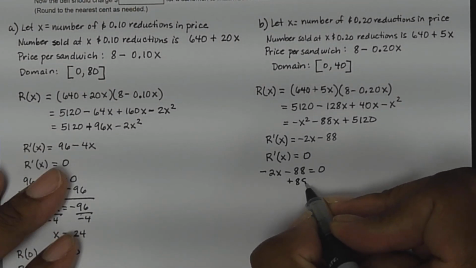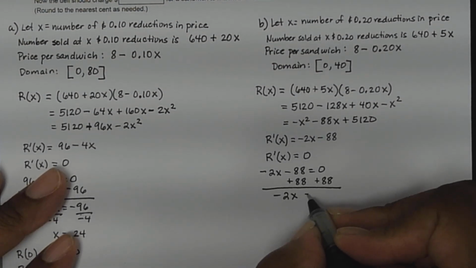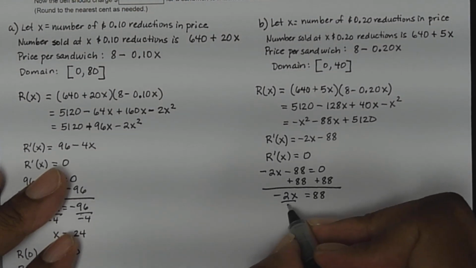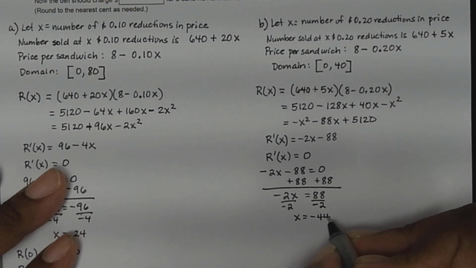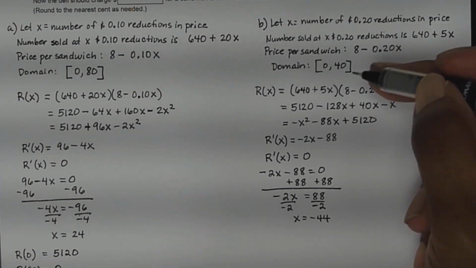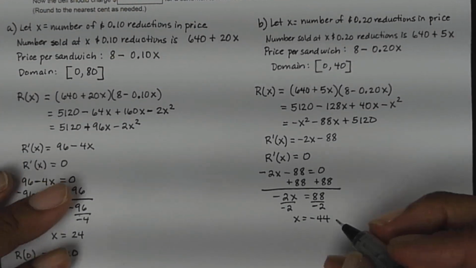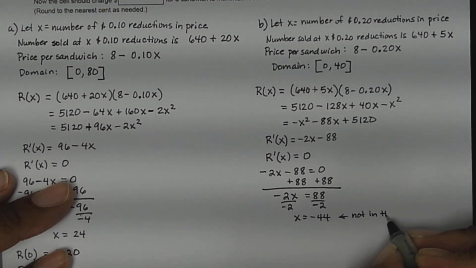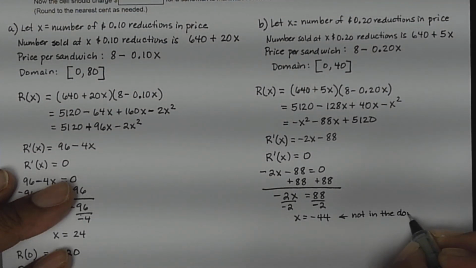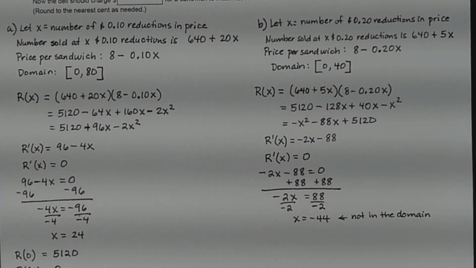add 88 to both sides. So negative 2x is equal to 88. When I divide both sides by negative 2, I'm going to get x is equal to negative 44. Here's the problem. That negative 44 is not in this domain, 0 to 40. So this is not going to be one of our critical numbers. It is not in the domain, so we need to avoid using that. The only things we can use here are the 0 and the 40.